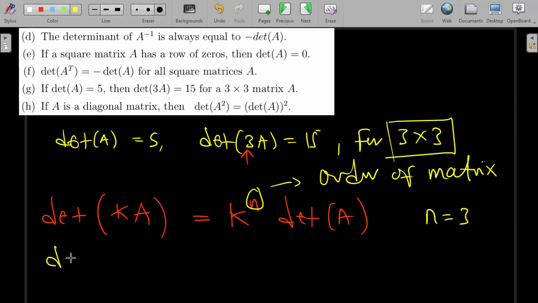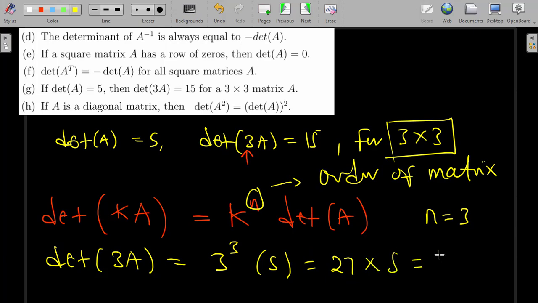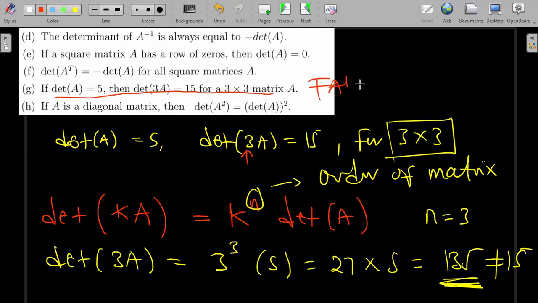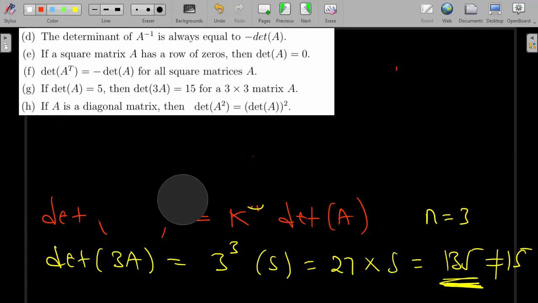Now I can find it using this formula. Determinant of 3A will be equal to 3 to the power 3, because the N is 3. The K in this case is 3. And then the determinant of A, we're given it's 5, so we can just put it directly here. So here we have 27 multiplied by 5, which will give me 135. We see that the 135 here is not equal to the 15. So we're going to say this statement on G is false. All right, let's look at H.